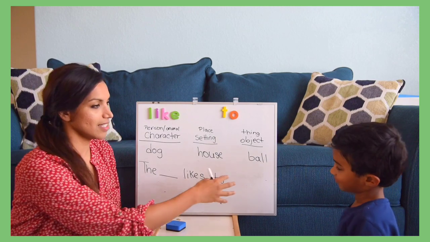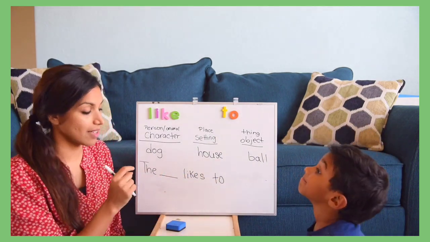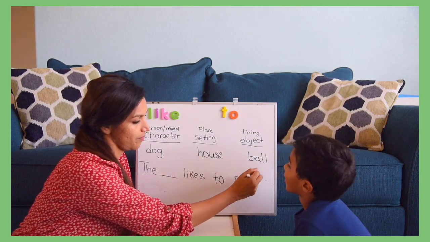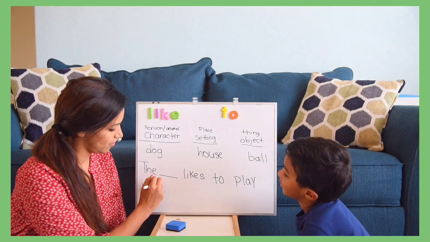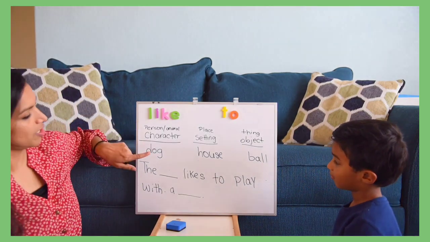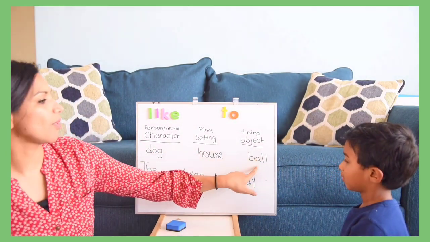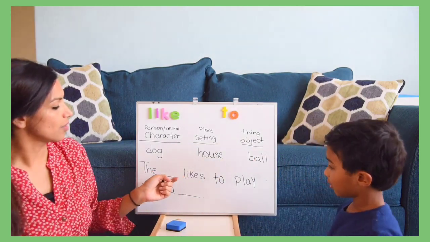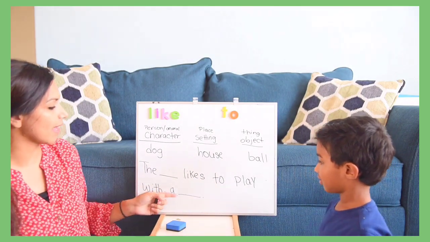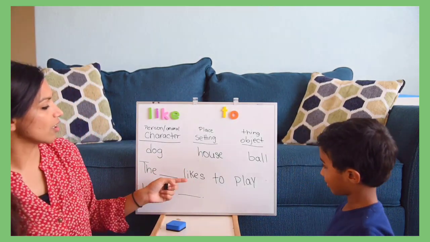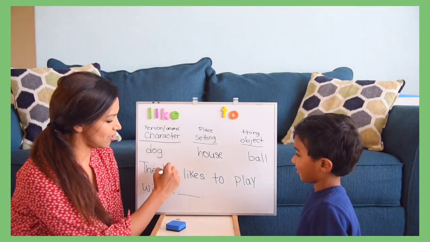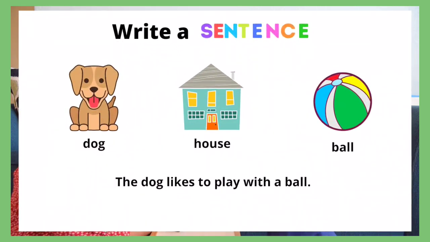I'm going to write a sentence. You're going to fill in the blank to see what makes sense. Okay. The blank likes to play with a blank. Your words are dog, house, or ball. The dog. Blank, what do you think goes here? The dog likes to play with a house, or the dog likes to play with a ball. With a ball. I have a ball. Dog and ball.